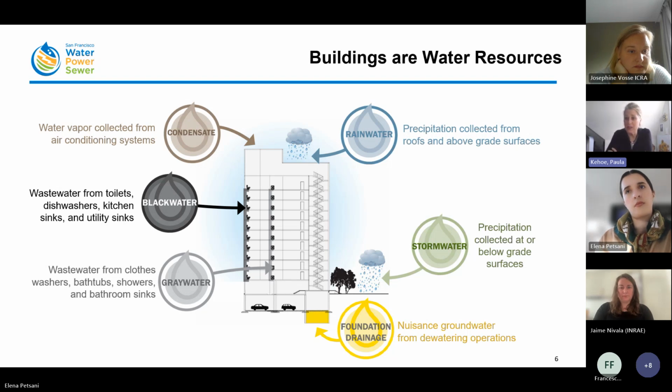water. They produce different types of water sources: rainwater that hits our roof, storm waters, that precipitation on the streets or sidewalks and parking lots, also foundation drainage or nuisance groundwater. So in some areas of San Francisco, high groundwater table.